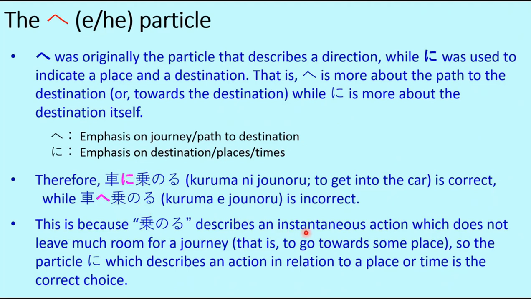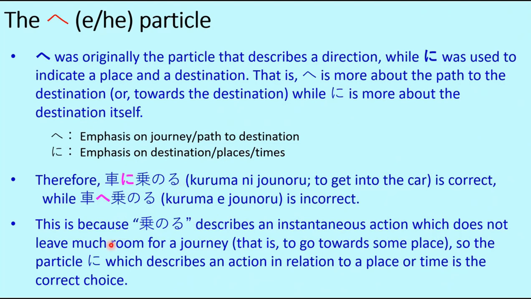Jonoru describes an instantaneous action which does not leave much room for a journey, that is, to go towards some place. So we won't say I am going towards the direction of the car, but I am just going into the car. So car is the destination and there is no point of talking about the direction or the path towards the car. So here we cannot use the e particle. So kurumae jonoru is incorrect in this case. In this case, kurumani jonoru is correct.